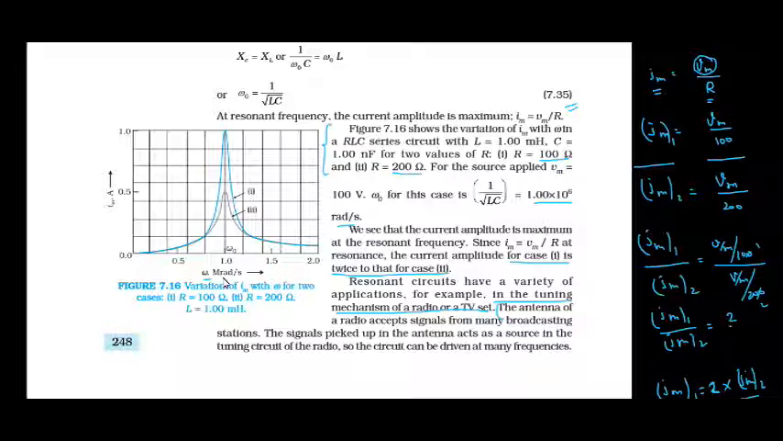So let us see. We can write omega 1, which is greater than omega naught. How much greater than omega naught? Say delta omega. Omega 2, which is smaller than omega naught. How much smaller than omega naught? Delta omega. So delta omega is less than omega naught. These are the two values, omega 1 and omega 2.